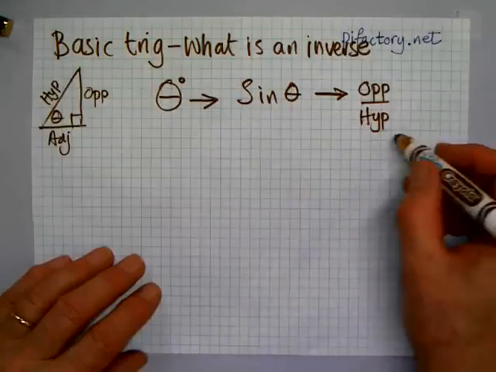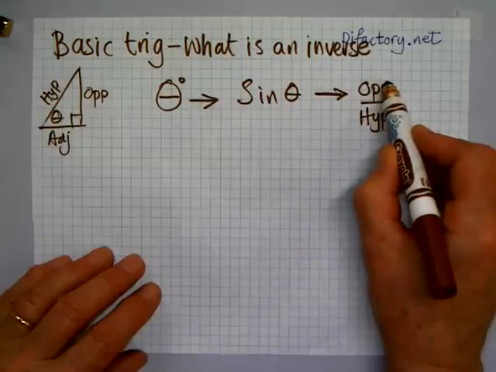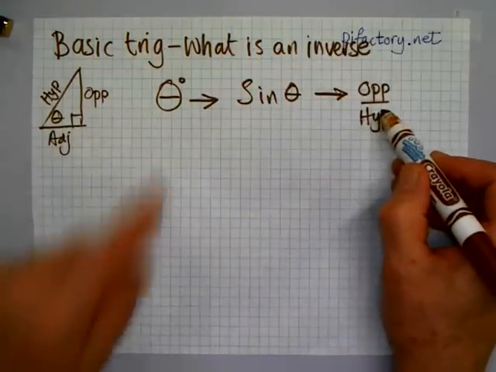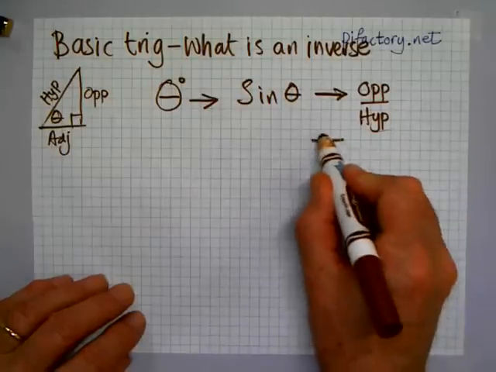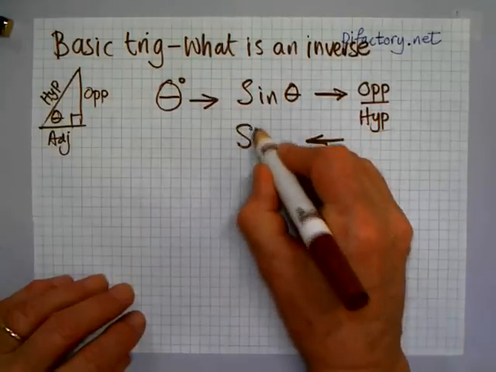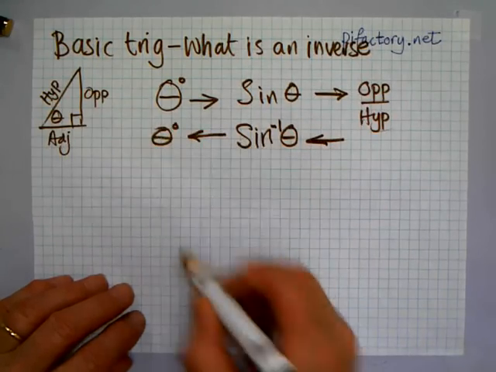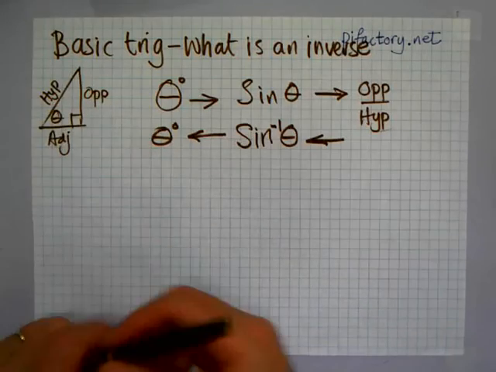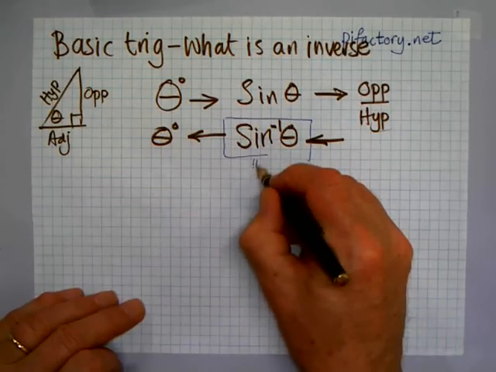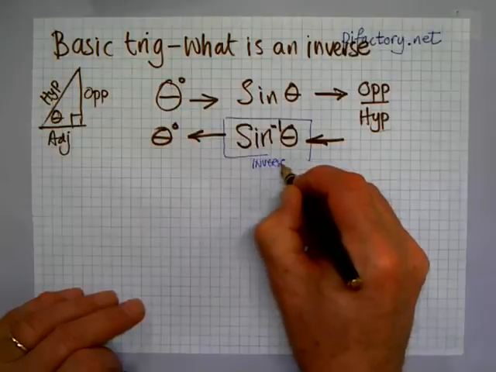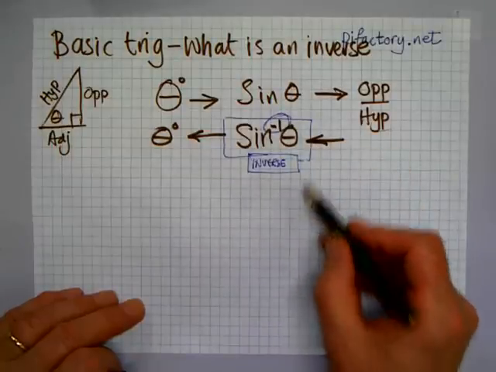Now the inverse is quite simple. If we know theta, we can get the trig ratio. Sometimes we don't know theta, but we do know the trig ratio. So if we know the trig ratio, we can come back, and the inverse is going to give us theta. And this here is the inverse. This in particular tells us it's the inverse.